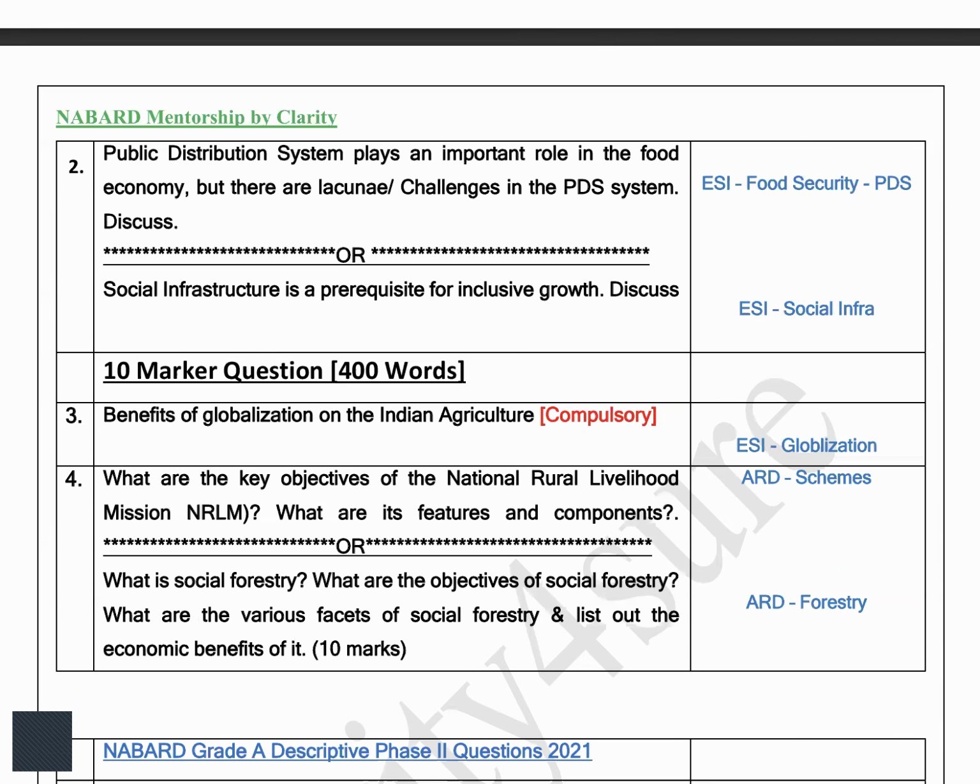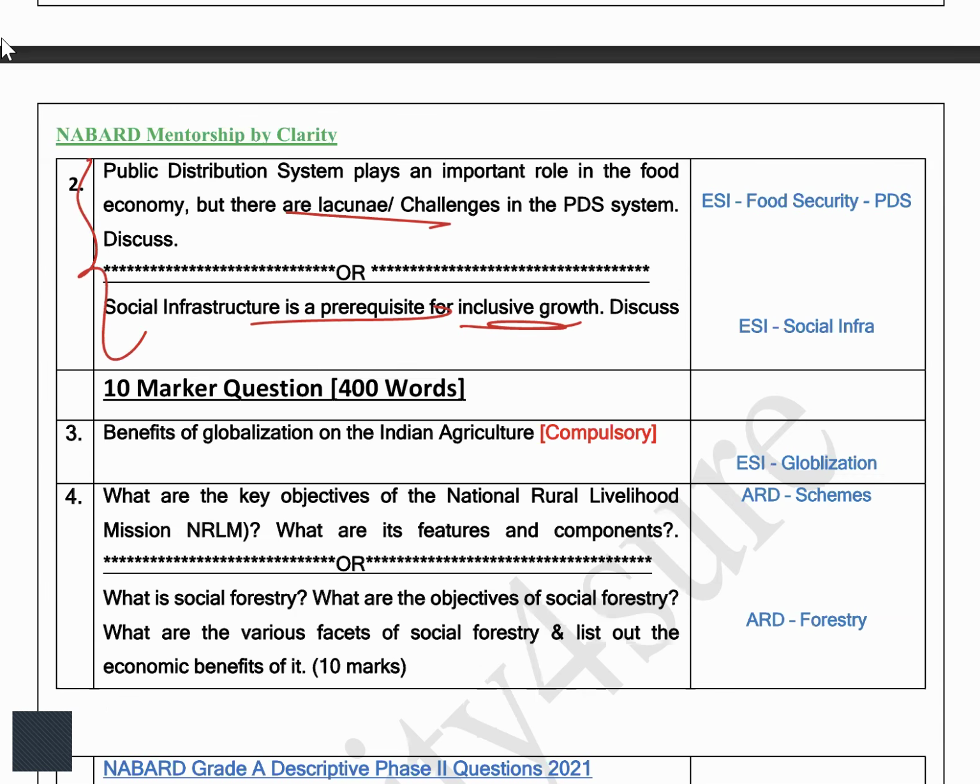Then, public distribution system and social infrastructure is a prerequisite for inclusive growth. Again, a direct question from the syllabus. It's not out of the box. It is coming directly from the syllabus itself. So if you have broken down the syllabus and you know 8, 10 bullet points of each part of the syllabus, it's easy to cater. And it is not that too many things are there. Limited things are there. How you are making your short notes is most important, so that you can revise multiple times during the examination. So the question they are asking is from food security, sorry, and social infrastructure.